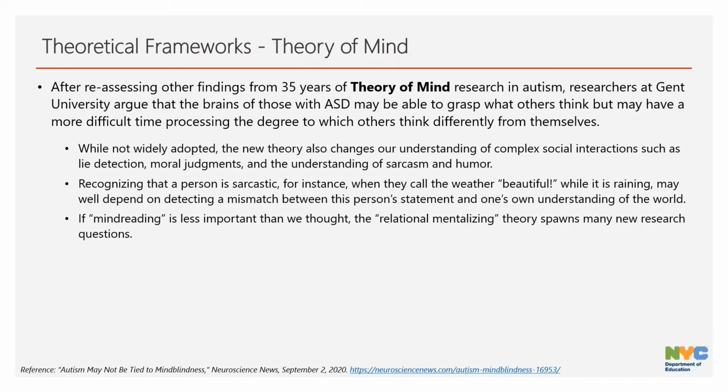After reassessing other findings from 35 years of theory of mind research in autism, researchers at Ghent University argue that the brains of those with ASD may be able to grasp what others think but may have a more difficult time processing the degree to which others think differently from themselves. While not widely adopted, the new theory also changes our understanding of complex social interactions, such as lie detection, moral judgments, and the understanding of sarcasm and humor.